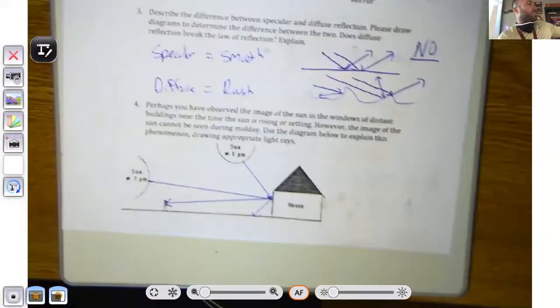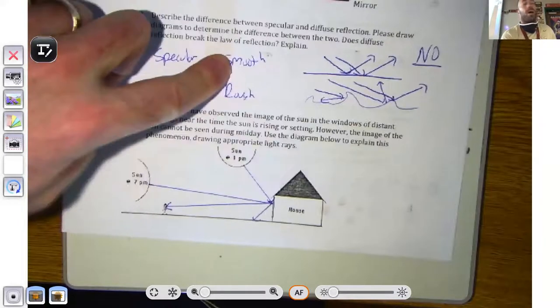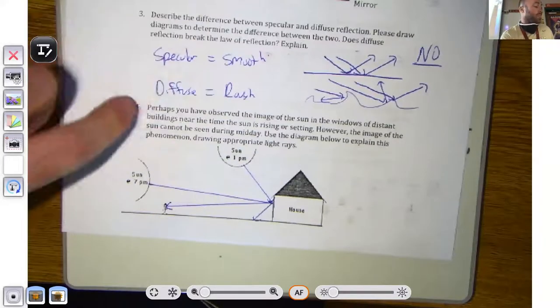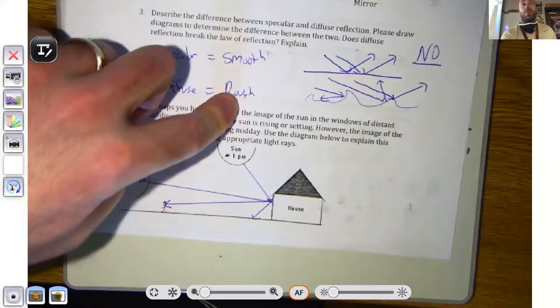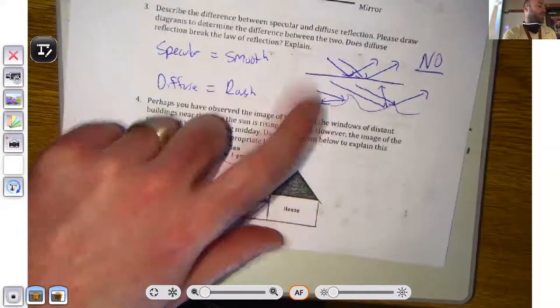Moving on, mostly for three, we were pretty good. Specular reflection is just when it's going off a smooth surface like a mirror. Diffuse reflection is if it's going off a rough surface like the roadway. Remember how we talked about that example, right? So here is specular reflection, here is diffuse reflection.